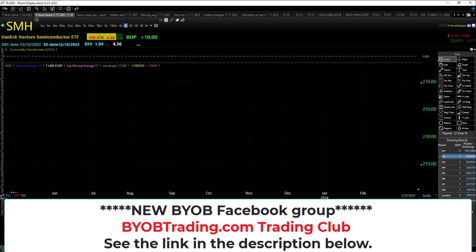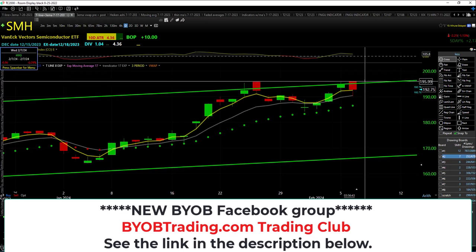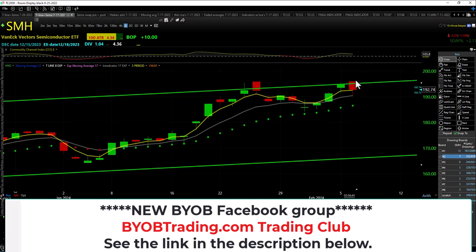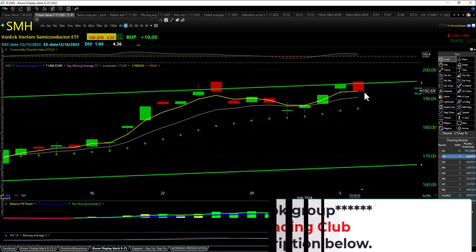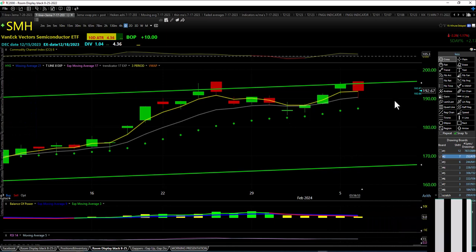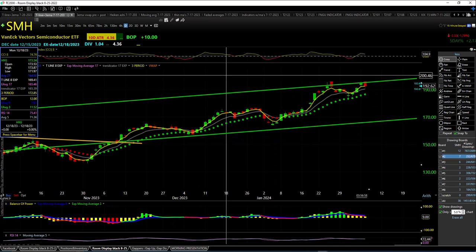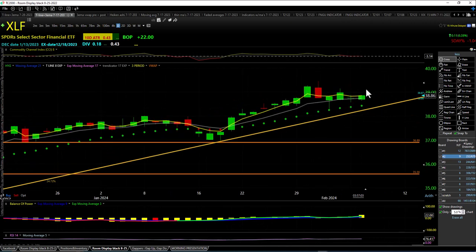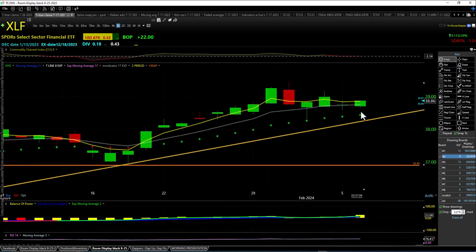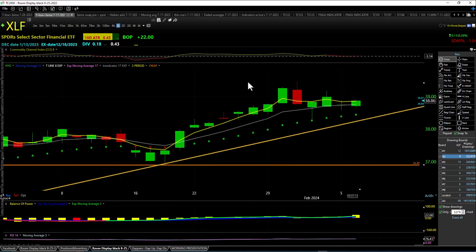And SMH puts in a lower, higher low, a higher high and a lower low. So increased volatility there. Closing above the trap, over the trend indicator, still bullish. Just dealing with that uptrend line right there on that channel. XLF closing over the trap, over the trend indicator with a higher low and equal high there on XLF.